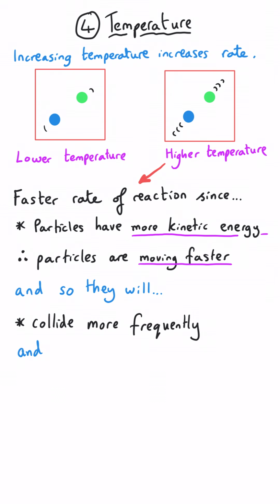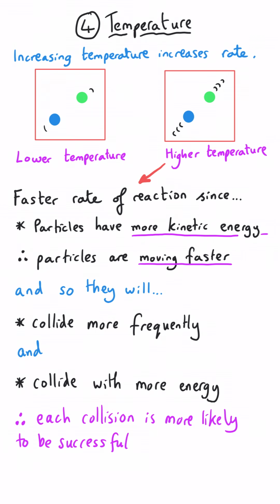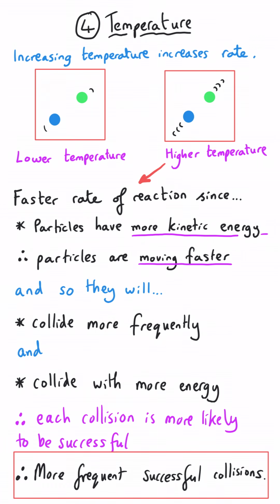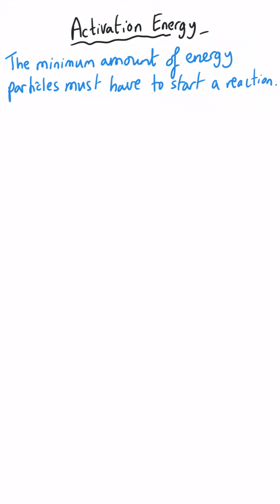Not only that, each collision will occur with a greater amount of energy, so each individual collision is more likely to be successful. Overall, these 2 separate factors contribute to a significantly increased frequency of successful collisions and therefore a faster rate of reaction. We can understand chemical reactions a bit more deeply if we consider a concept called the activation energy. This is the minimum amount of energy that particles must have in order to start a reaction.